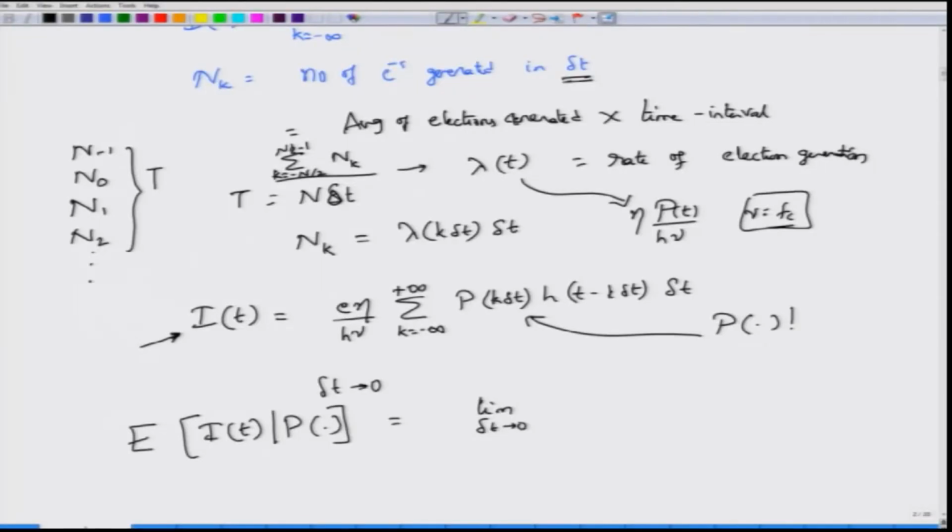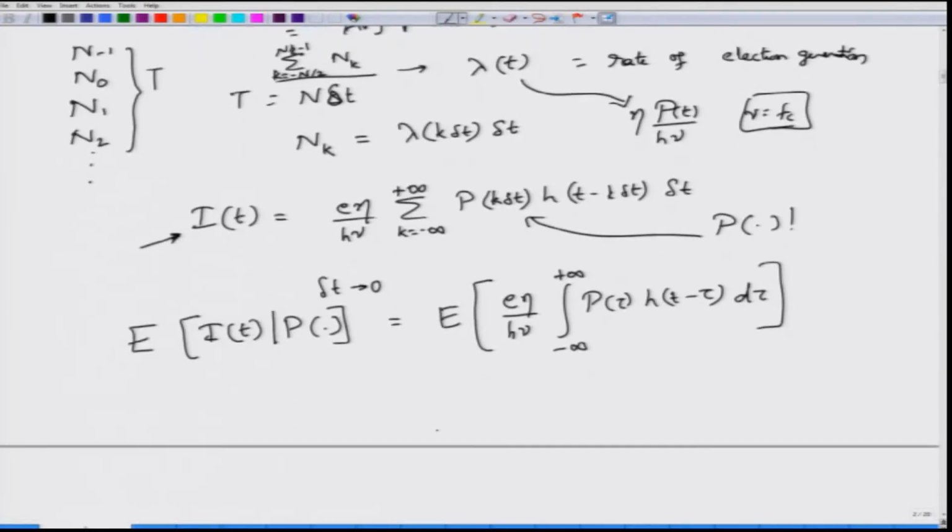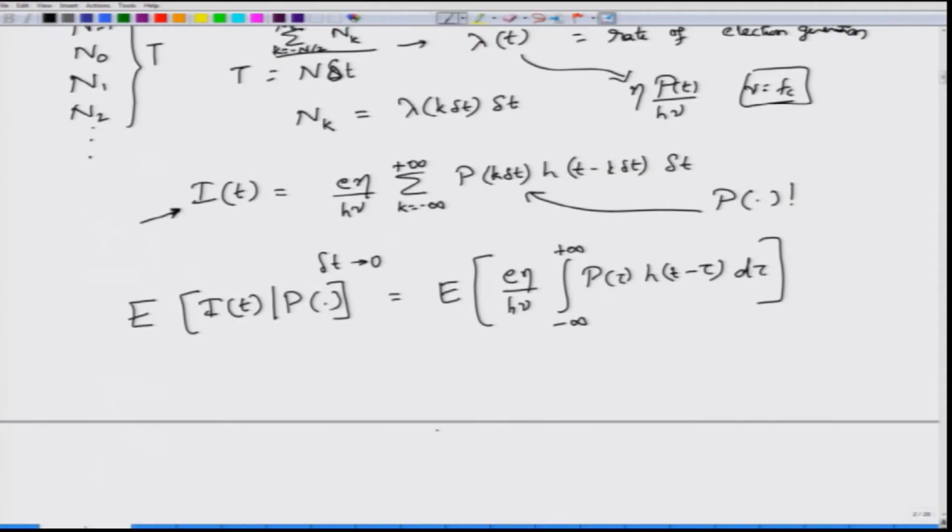With the conditioning, going from the discrete to the continuous domain, when you apply the delta t tending to 0 limit, the summation can be replaced by the integral, and the equation simply becomes E eta by h nu, where we are assuming these are all constants, integral of p of tau times h of t minus tau d tau, where tau goes from minus infinity to plus infinity. Of course, there has to be an expectation operator. This is not an exponent, this is an expectation operator. You can write down this current in this particular way.